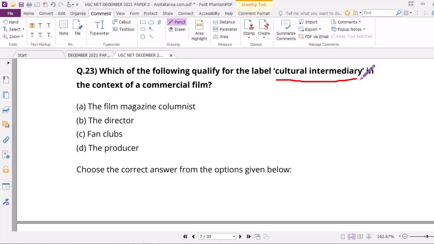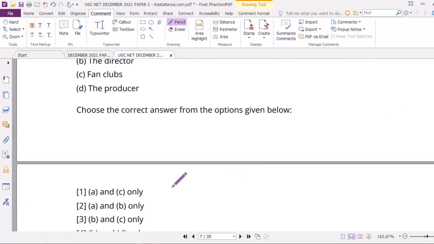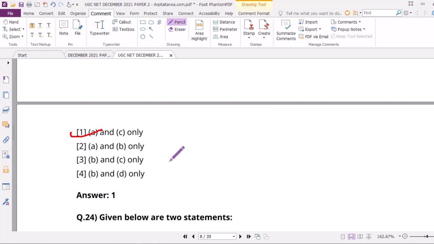Okay, so these are the cultural intermediaries. One, and then director, he cannot be an intermediary. Producer, he cannot be an intermediary. Fan clubs, yes, they can be the intermediaries. So again, A and C, these are the two right options. So that means number one is the correct answer, right?